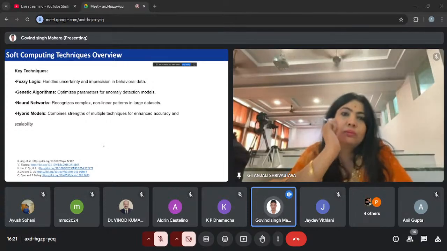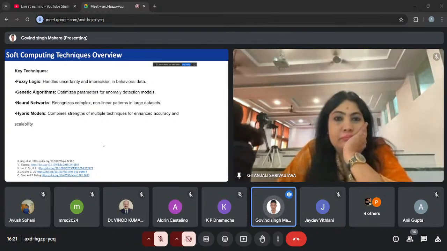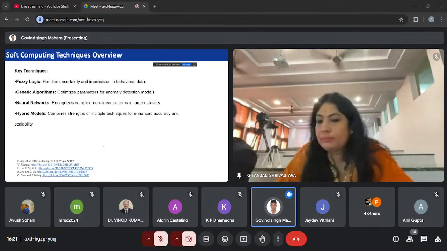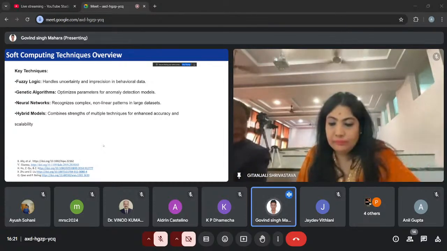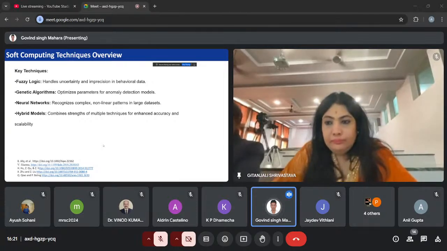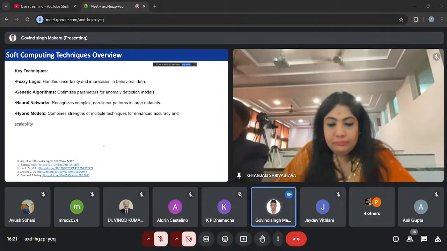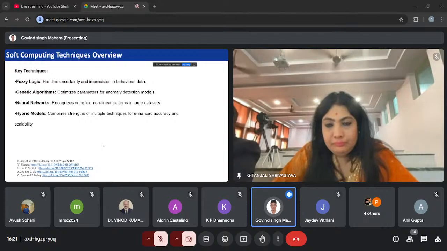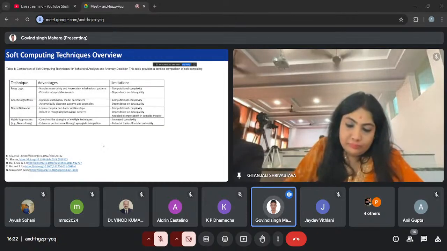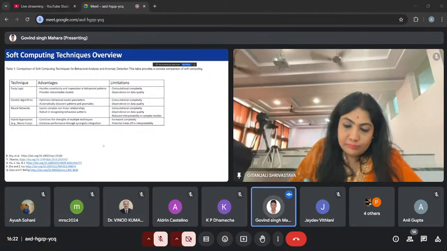And these are the techniques of soft computing. Fuzzy logic handles the uncertainty in behavioral data. The genetic algorithm is for optimizing the parameters for anomaly detection models. Neural networks recognize the complexity and non-linear patterns in larger data sets, whereas hybrid models combine multiple techniques for enhancing accuracy and scalability. These are covered from 4 or 5 papers, which emphasize this: Ailey, Sharma, and three Chinese papers, by Hu Yong, Jiu Liu, and Q Bing. And these are the techniques, advantages, and limitations for fuzzy logic, genetic algorithms, neural networks, and the hybrid approach.